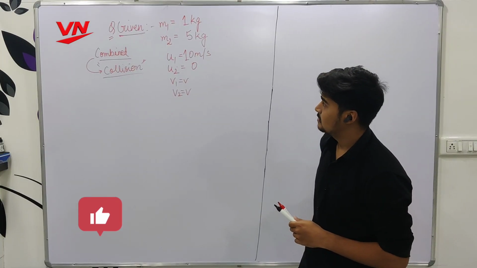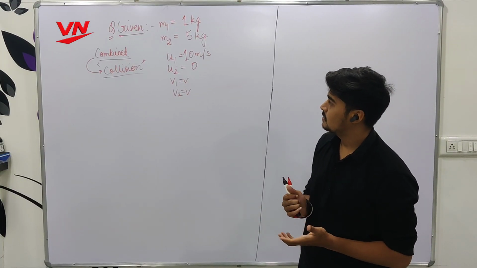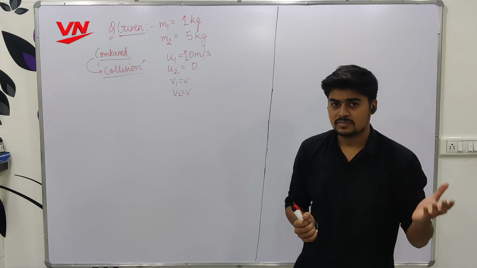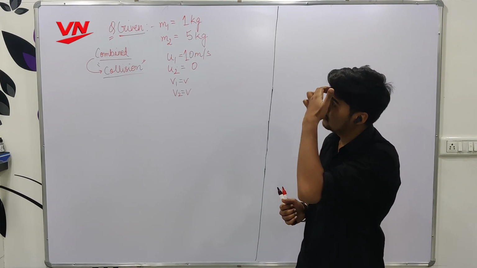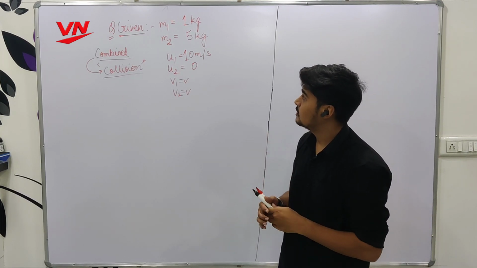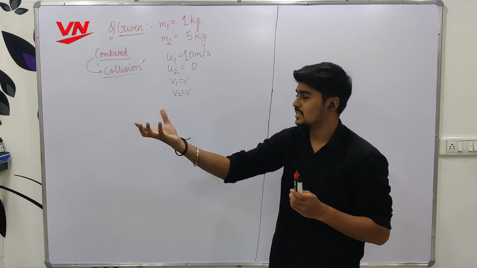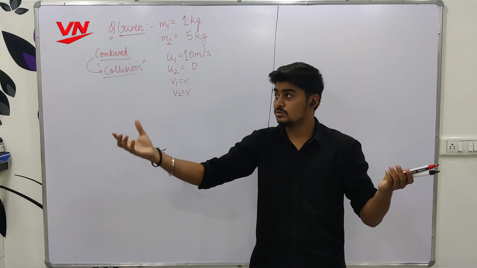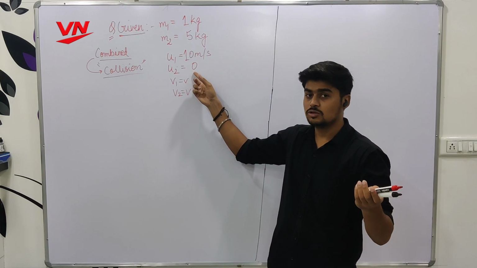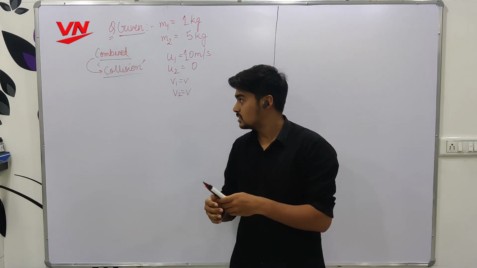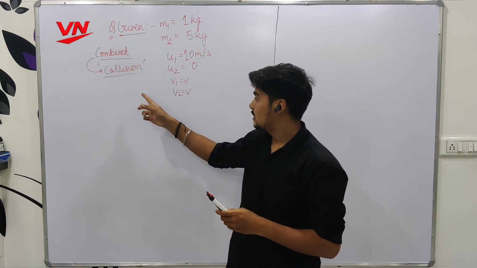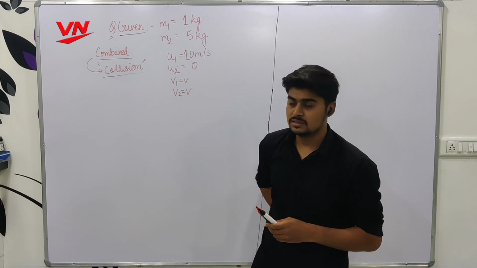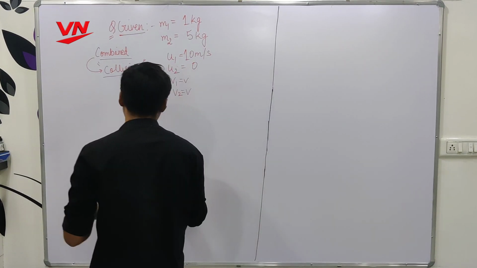The last question says the masses are given as 1 kg and the wooden block has a mass 5 kg. Initial velocity of that particular object was 10 meter per second initially, and that particular wooden block was at rest, so its velocity was initially 0 meter. Now the question says they combined, and we have to calculate the combined velocity. Let's try to find out.